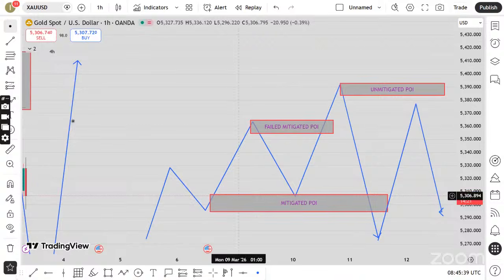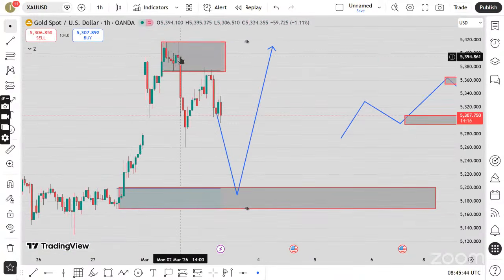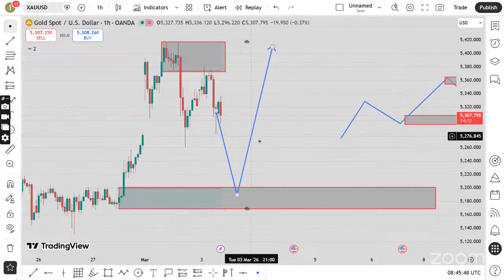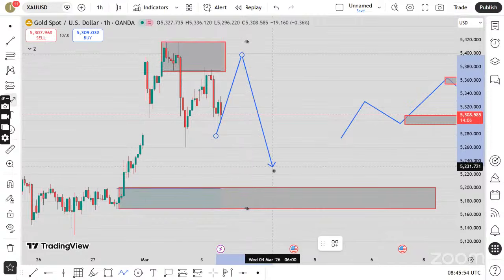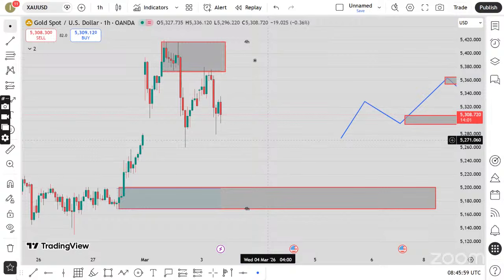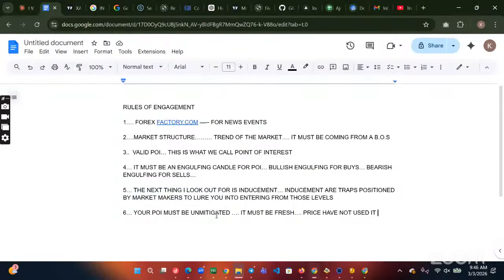Okay. So now let's go to the chart. You see this level here, it is what? Mitigated. It has been used. So even if gold comes to this level again, that is this POI, all right? I would find it very hard to use it. Now, the next thing is, so let's go to our blueprint. Your POI must be what? Unmitigated. It must be fresh. Price has not used it before.